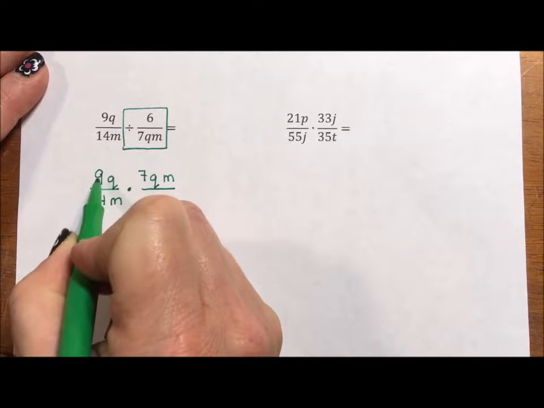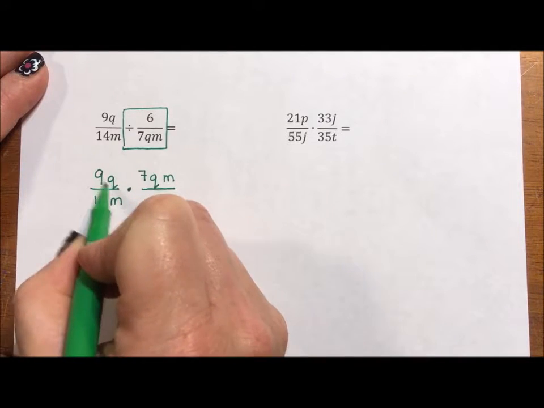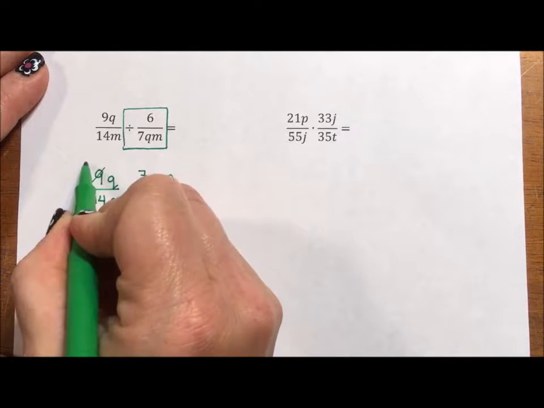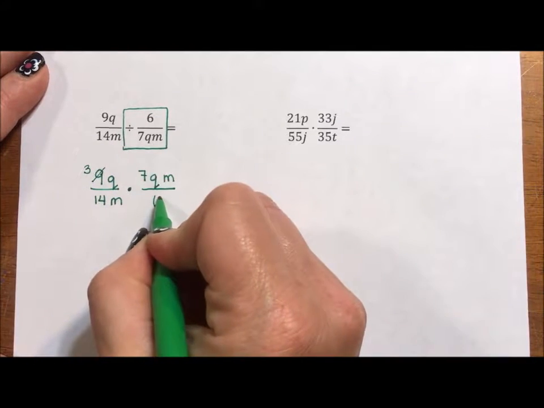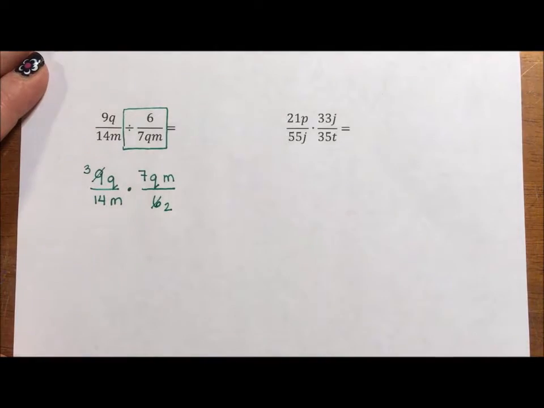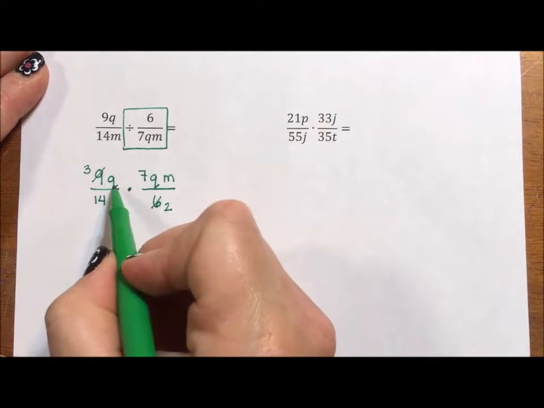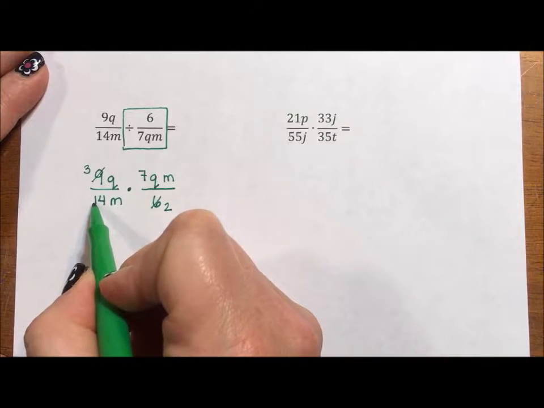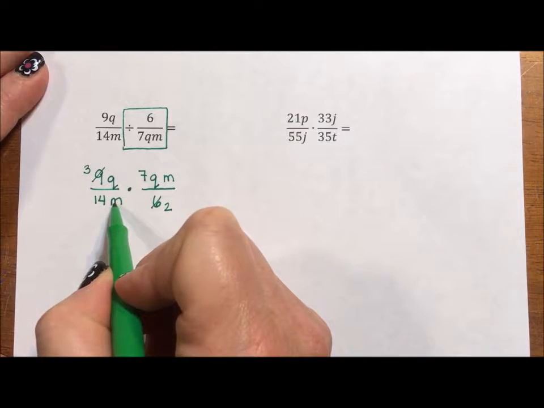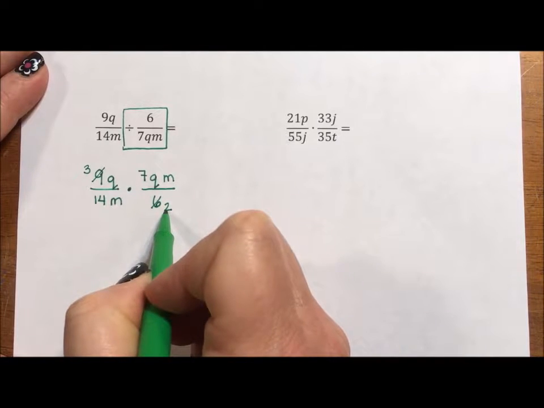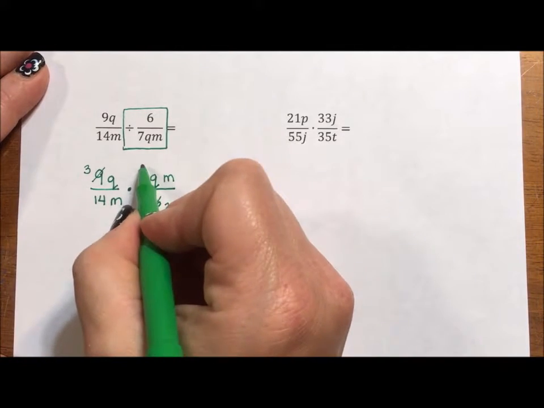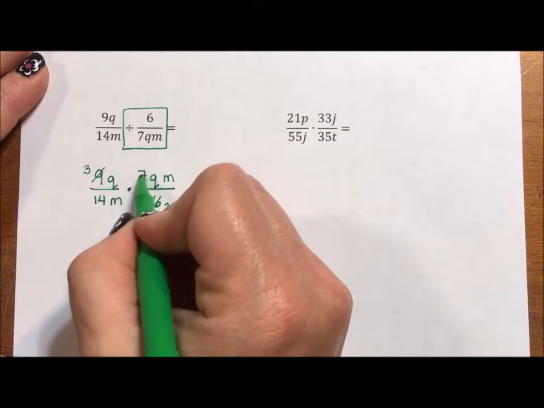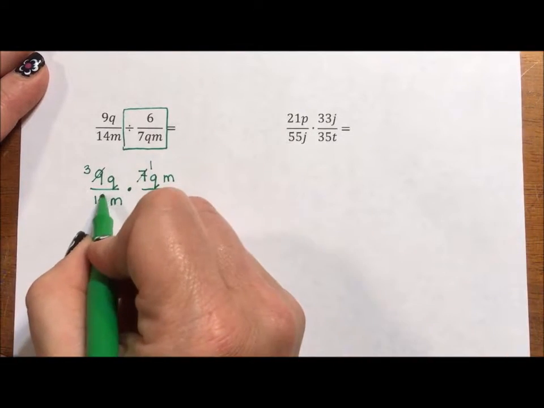9 and 14 don't reduce, 9 and m don't reduce, 9 and 6 do. They have a common 3. 9 divided by 3 is 3. 6 divided by 3 is 2. Okay, now I look at the q. It can only reduce with things in the denominator. q and 14, no. q and m, no. q and 2, no. Okay, next I have my 7. 7 does reduce with the 14. 7 divided by 7 is 1. 14 divided by 7 is 2.